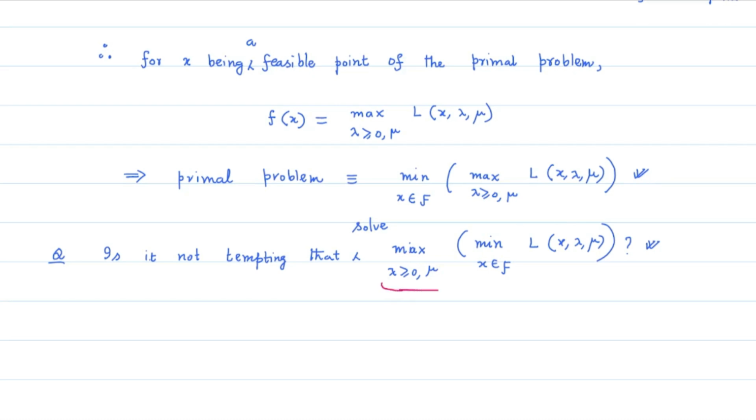Now you notice that this problem is the Lagrange dual problem that we have formulated: maximum over lambda greater than or equal to 0 of the function theta. So this is how one could have discovered the Lagrange dual problem. This is your min-max perspective to formulate the Lagrange dual problem for the given primal problem.